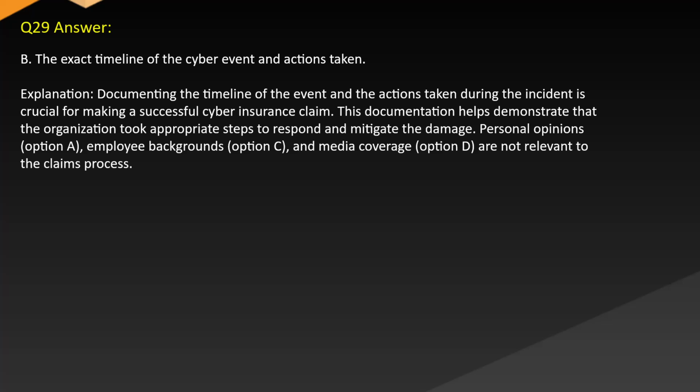Answer. B. The exact timeline of the cyber event and actions taken. Explanation. Documenting the timeline of the event and the actions taken during the incident is crucial for making a successful cyber insurance claim. This documentation helps demonstrate that the organization took appropriate steps to respond and mitigate the damage. Personal opinions, option A, employee backgrounds, option C, and media coverage, option D, are not relevant to the claims process.